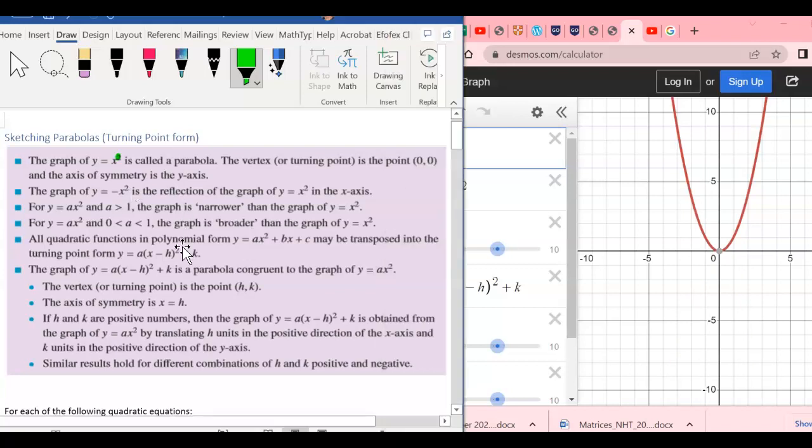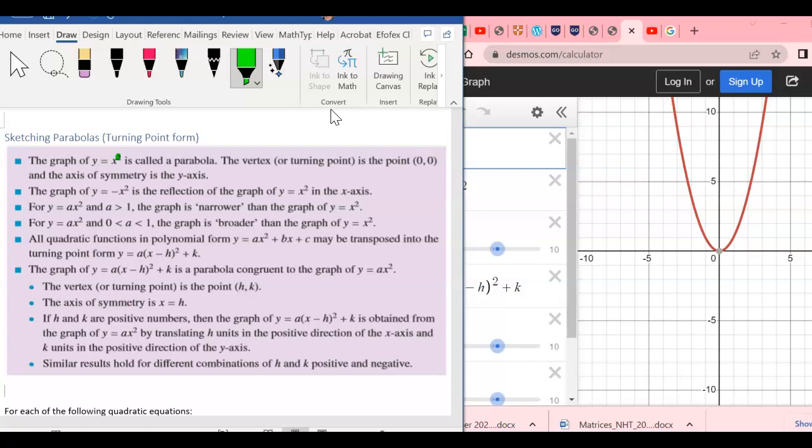You could also have a reflection in the y-axis, but we're not really exploring that just yet. Okay, we're only looking at a reflection in the x-axis. All right, now the value of a, which is the coefficient of x squared, tells us what's happening to the graph. Like it's becoming either narrower or wider.